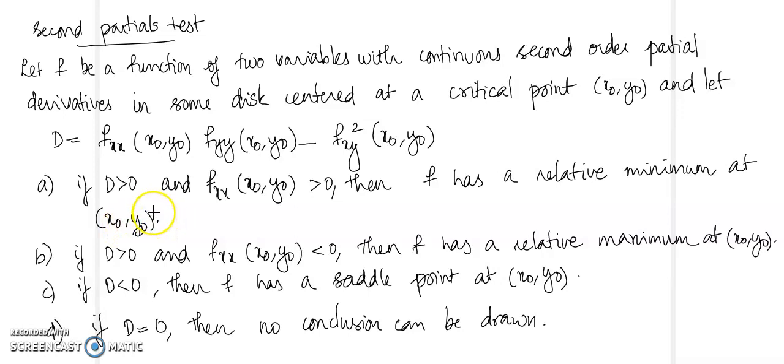When we do a problem, first find the first partial derivatives. Take fx equal to 0 and fy equal to 0. The points where fx and fy are equal to 0 are called the critical points. For identifying whether a critical point is a maximum, minimum or saddle point, we use the second partial test. So let us see a few examples of finding the relative extrema.